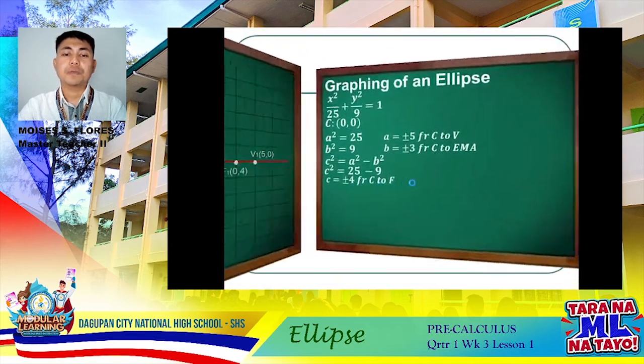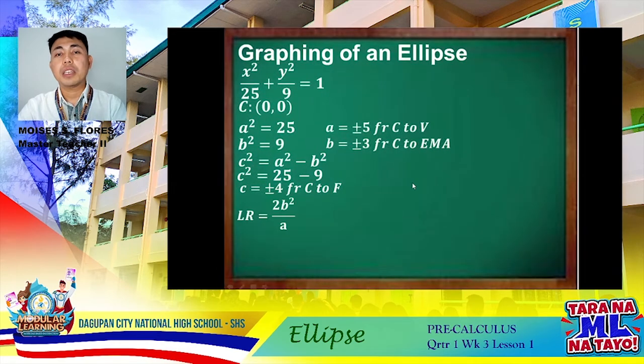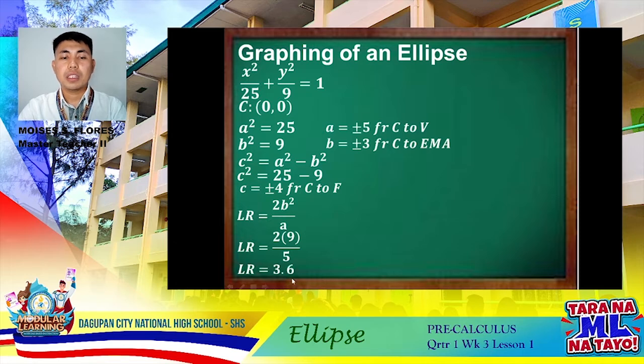Let's continue. Our LR this time with the formula 2b squared over a. So it's just a matter of substitution. Our b squared is 9. So 2 times 9, then our a is 5. So 2 times 9 over 5 equals 3.6. Our LR is said to be 3.6.